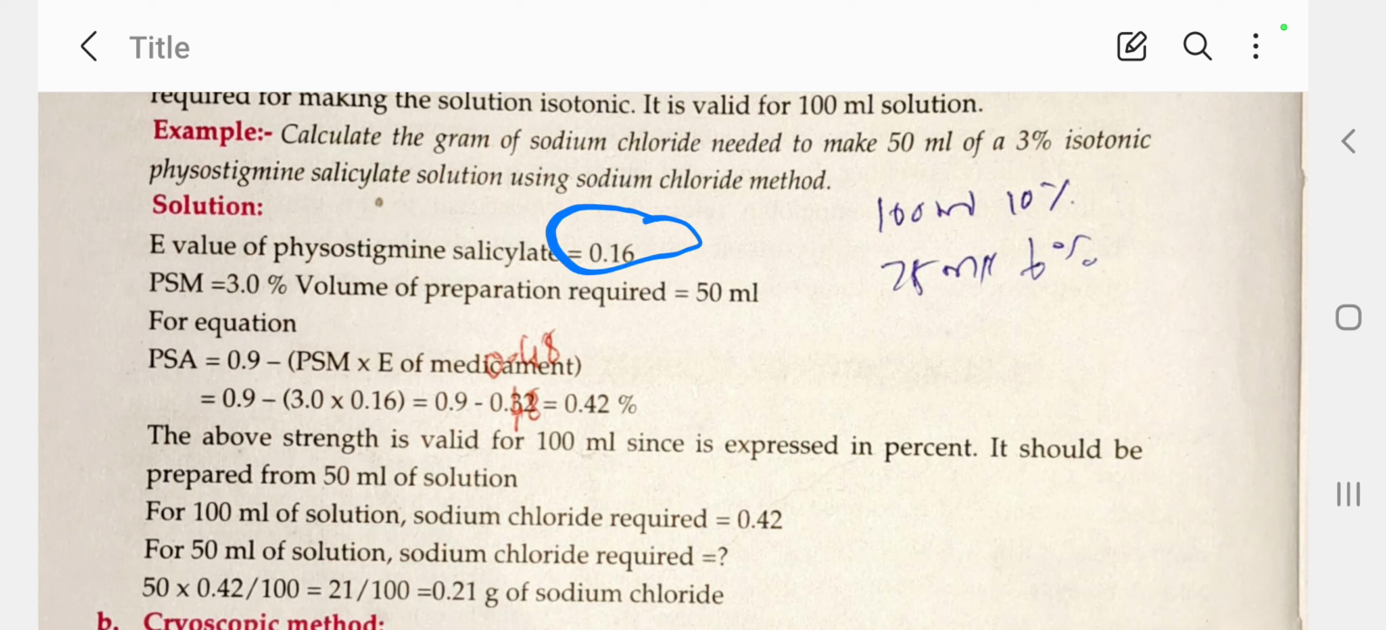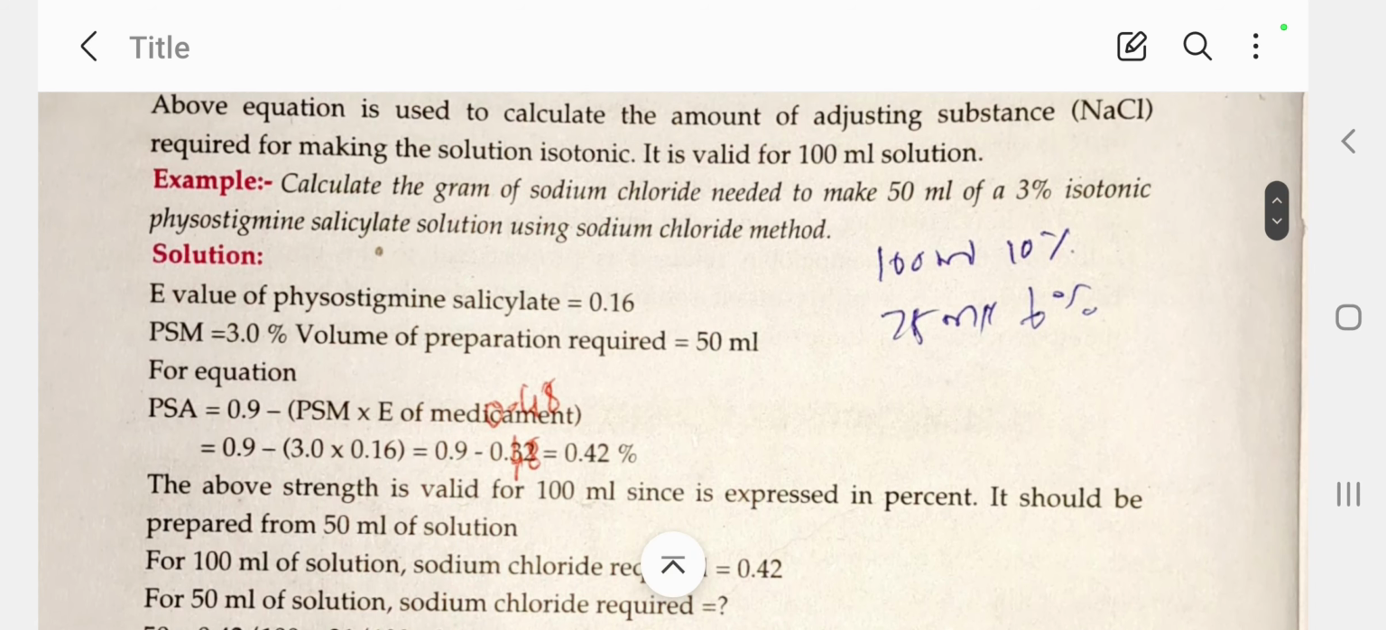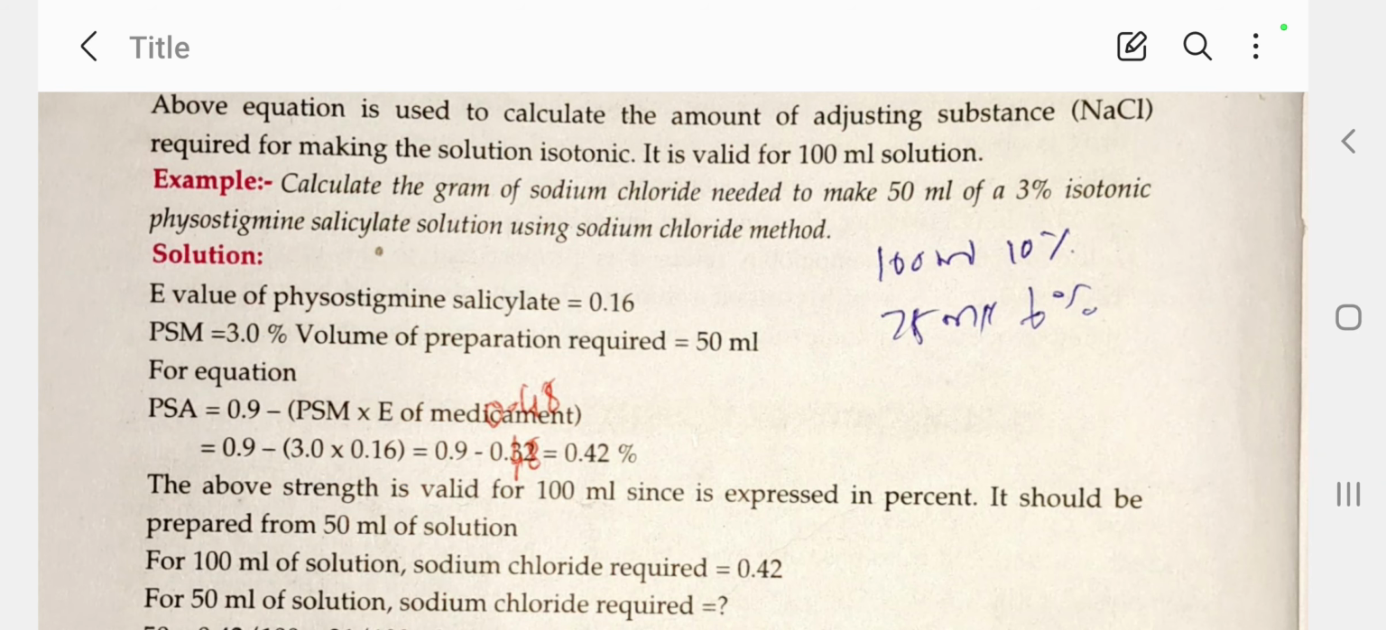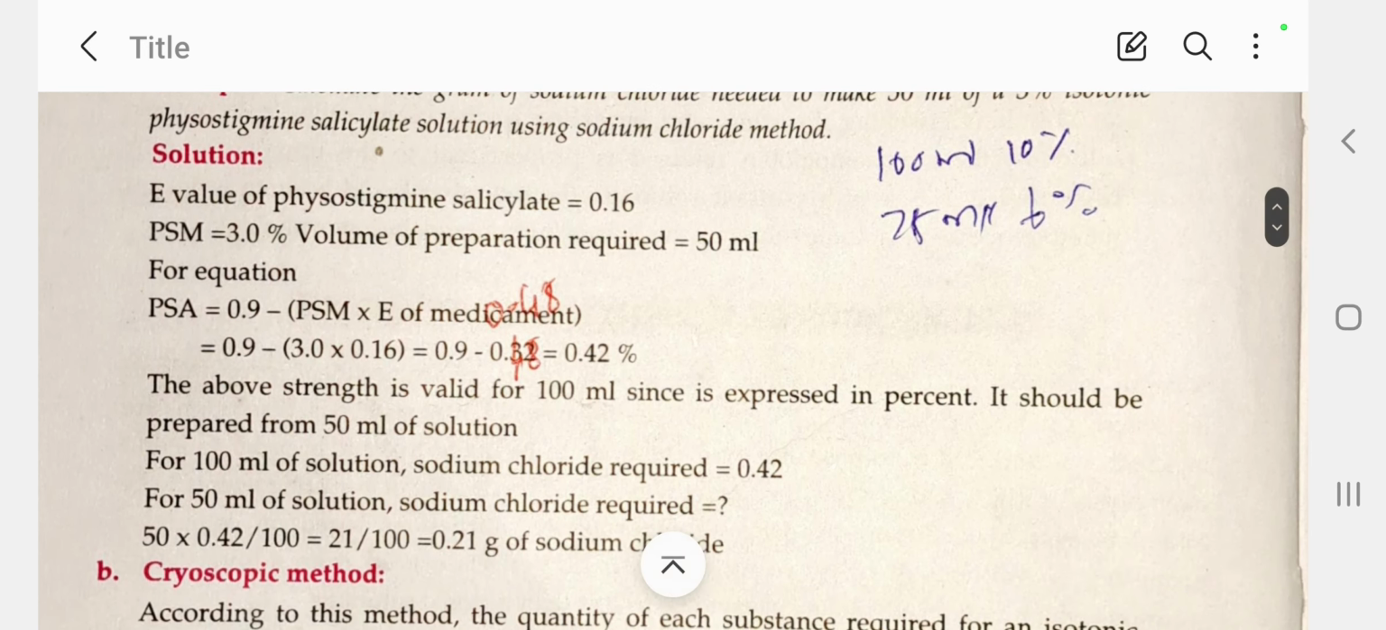So now we multiply 3% by E of medicament, the physostigmine salicylate value 0.16, and subtract it from 0.9%. So 0.9 minus 0.48 is equal to 0.42%.